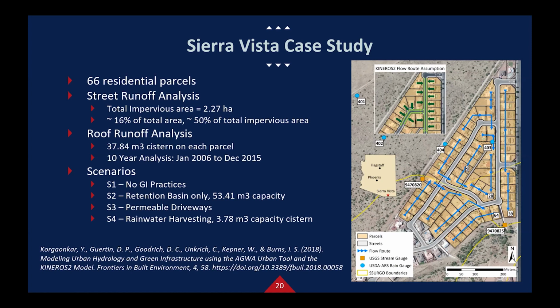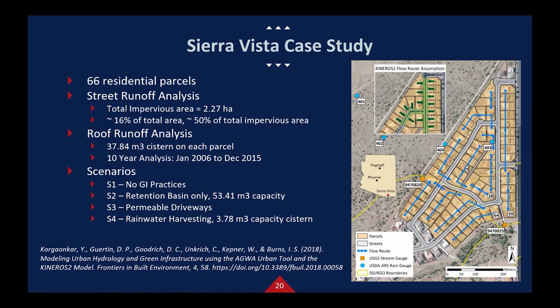And lastly, we wanted to try out different GI scenarios, where what would happen if there was no GI practices on each of these parcels. What would happen if there was one retention basin on all of them, if all the driveways were made permeable, and if we had a cistern on all of the parcels. So we ran those scenarios as well.